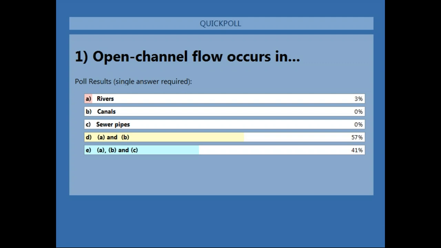All right. You should be seeing the results. Okay, so I see that 57% of the attendees said it's A and B, that means rivers and canals, whereas only 41% said rivers, canals, and sewer pipes.